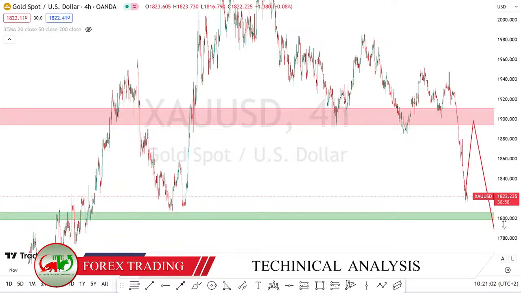Silver also has broken this support. Okay, and now the bias we had yesterday is still the same. We are still waiting for a push back at this resistance, and that's where we are going to look for sell opportunities. And this clearly means that we have no trading opportunities in silver today.